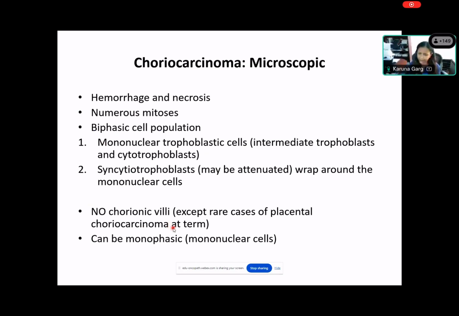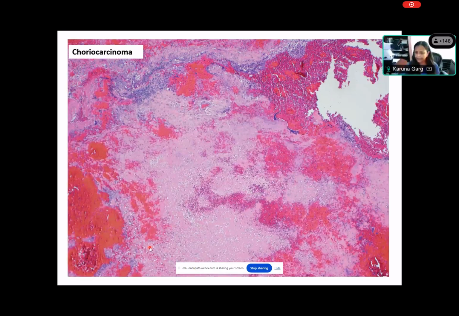The only exception, and I'll say this multiple times, is you can get rare cases of intraplacental choriocarcinoma, but remember, those will be detected at term. So you're grossing a placenta and you see a hemorrhagic mass and you take sections of that and it's a choriocarcinoma. That's how you find those cases. You're not going to see them in the first or second trimester. So if you're thinking of a first or second trimester case, or there's no term pregnancy, you should not see chorionic villi if it's a choriocarcinoma. So this is characteristic of choriocarcinoma.